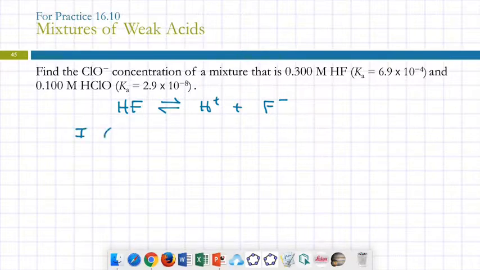Initially 0.3 molar. We also have HF, the stronger acid because it has a higher Ka. We have more of the strong acid than the weak acid. If we had very little of the stronger acid and a lot of the weak acid, then we should look at both of them. So starting out 0 and 0, plus x and minus x.